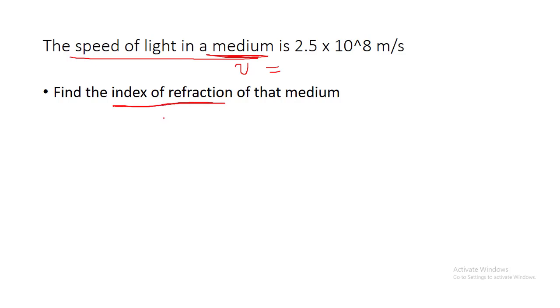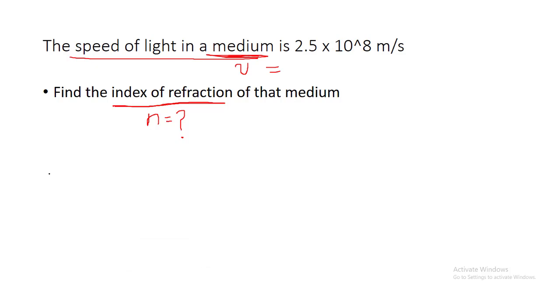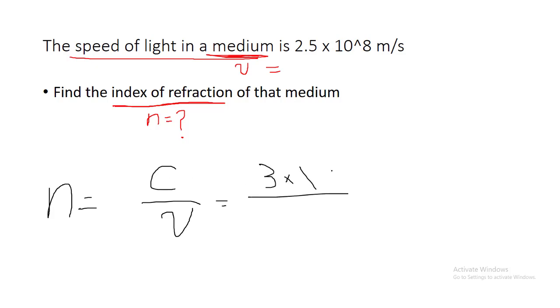So what will be the index of refraction? We need to find n. n equals what? So we know the equation. The equation is very easy, only containing 3 variables. n equals the speed of light over the speed of light in a certain medium. So the speed of light c, the speed of light in vacuum, equals 3 times 10 to the power 8, and of course the unit is meters per second.